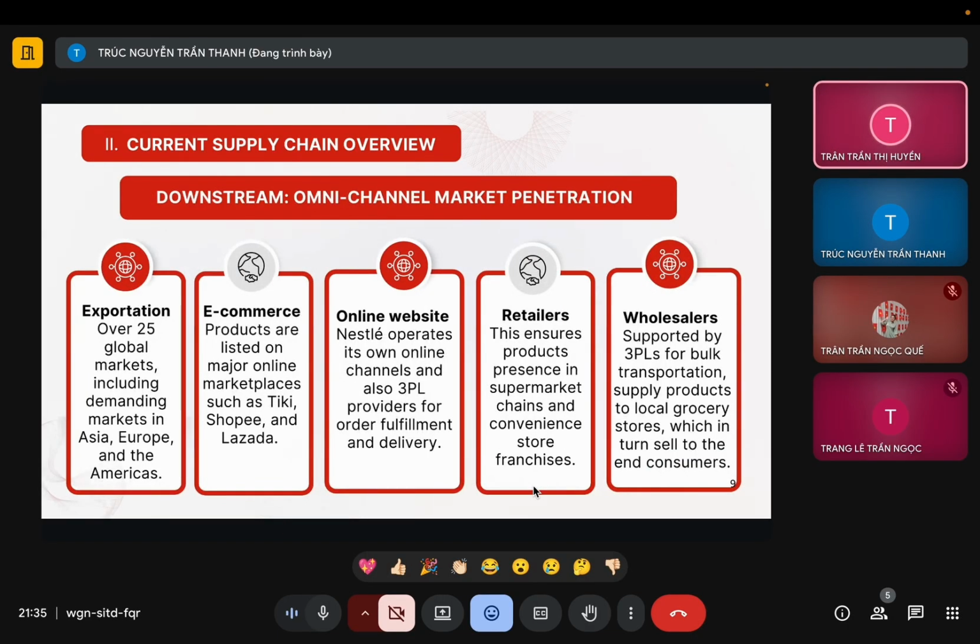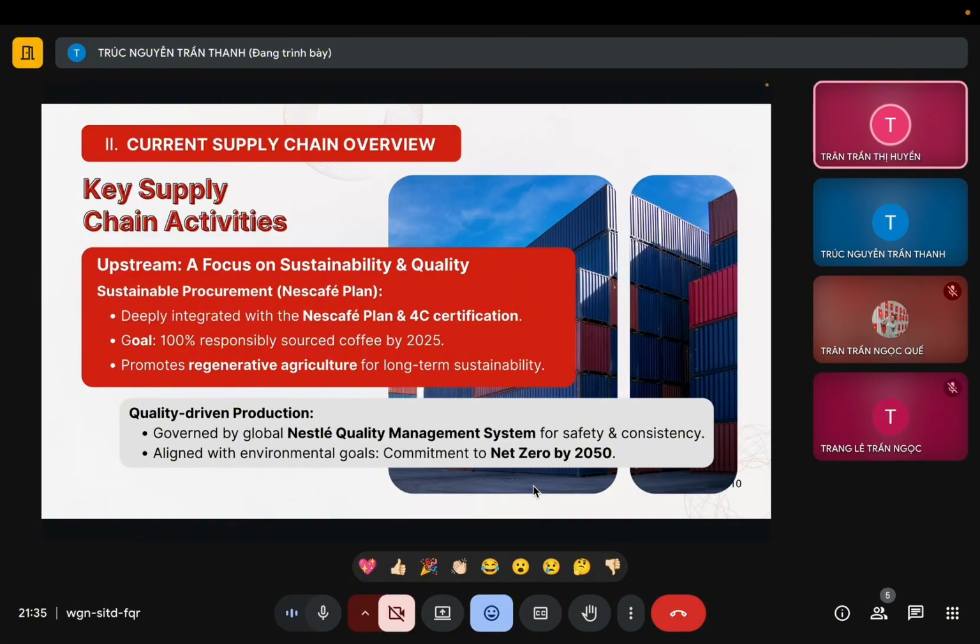We have 5 main markets here. As you can see on the slide, the first is exportation to over 25 global markets. The second is e-commerce. The third is the online website. The fourth is retailers, and the last one is wholesalers. So let's move on to the key activities here.